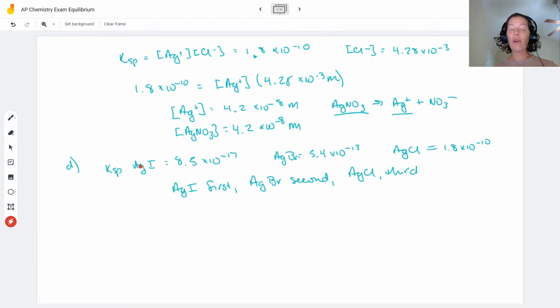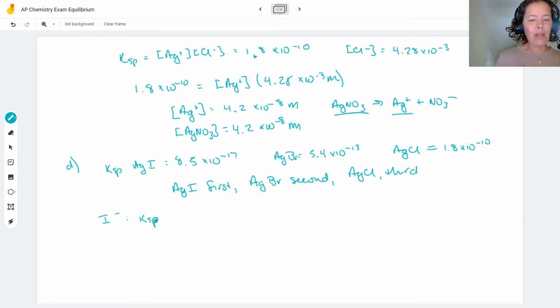Exactly. So again, the lower the KSP, the more insoluble the salt. So silver iodide is our least soluble salt in this case. So it is going to precipitate first. It takes just like the smallest little bit, but we can actually show this mathematically. Now this is the same equation over and over again. But if we're going to take iodide, let's take a look specifically at iodide.